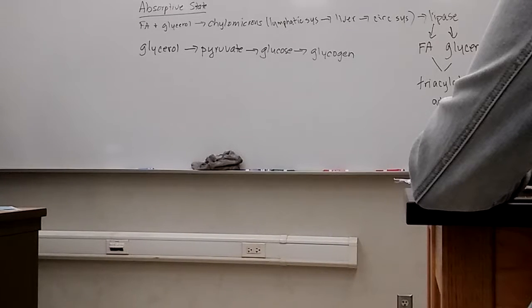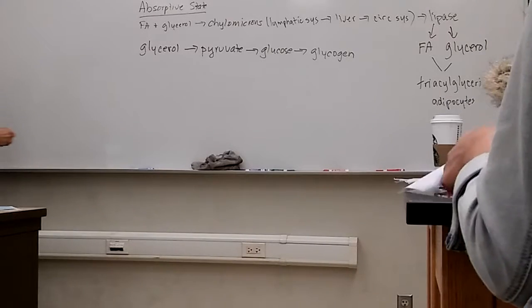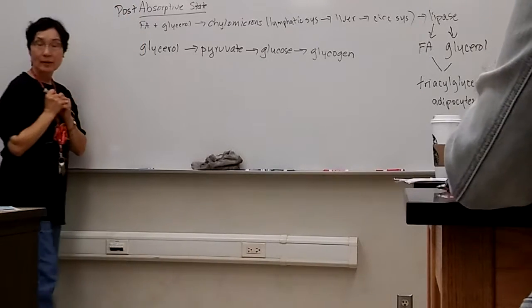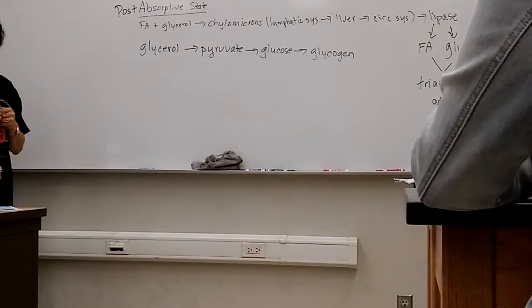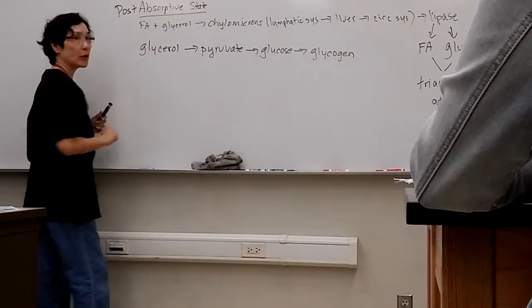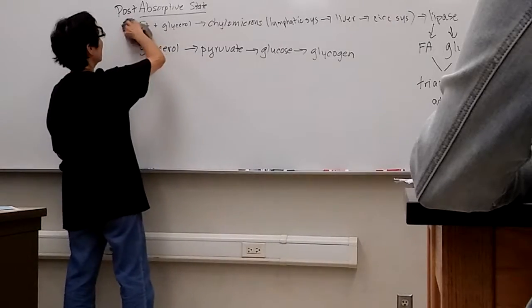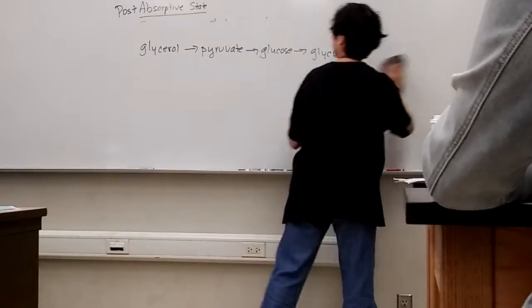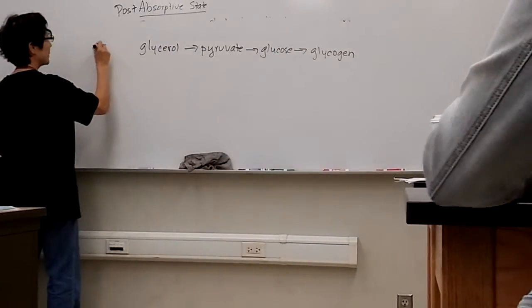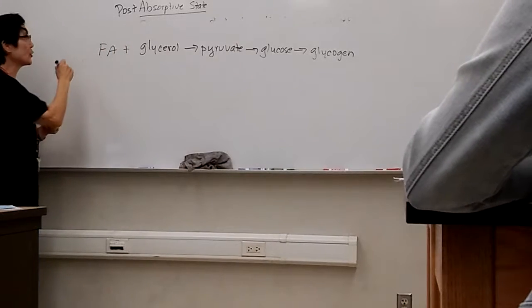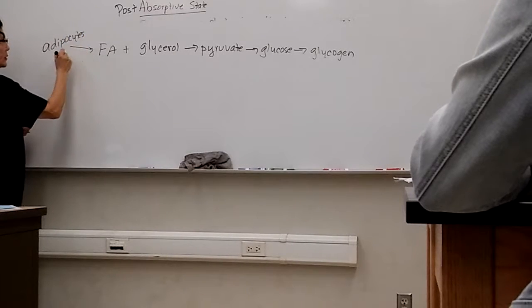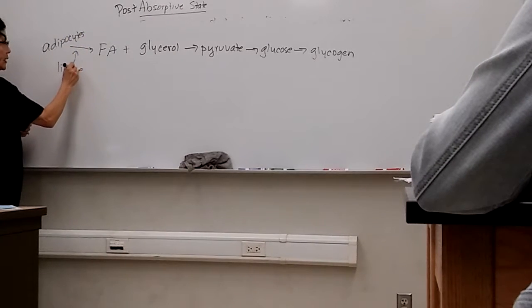Okay, but let's say we have a good balance, we haven't eaten for a number of hours, and now we're going to go to the post-absorptive state. So we're going to see what happens. So you know that the fatty acids and the glycerol come from your adipocytes. So you know the lipases, because we need fatty acids and glycerol.